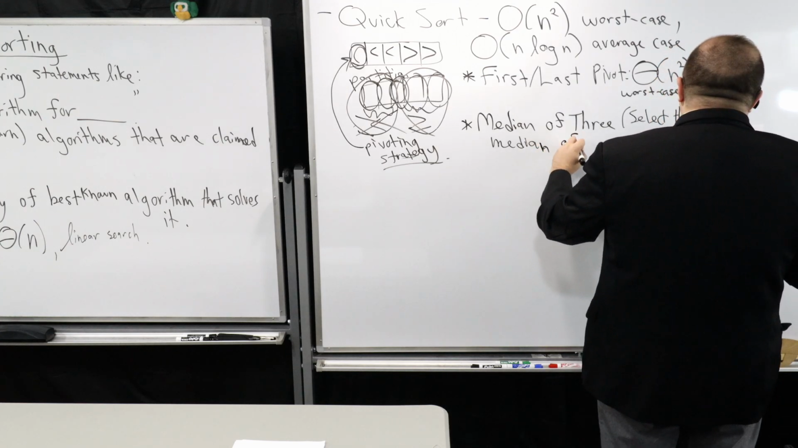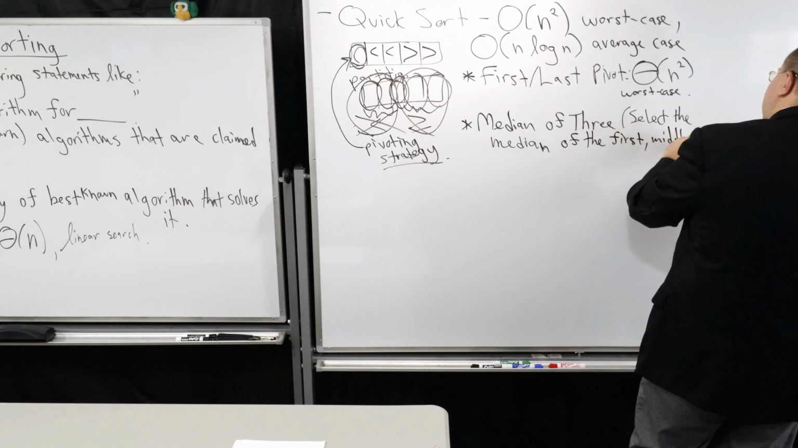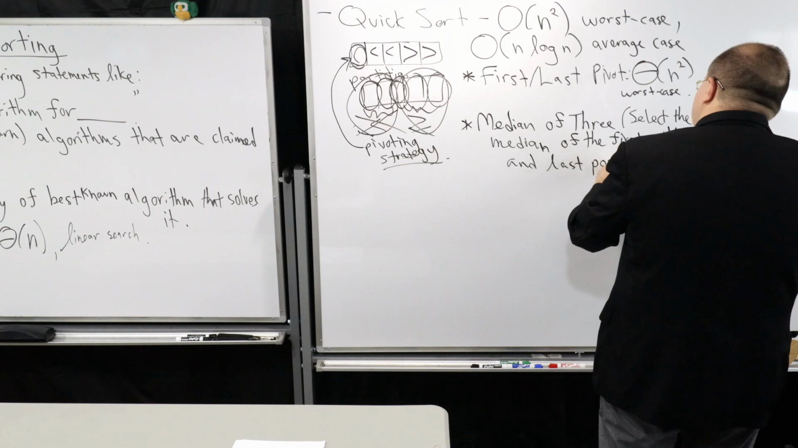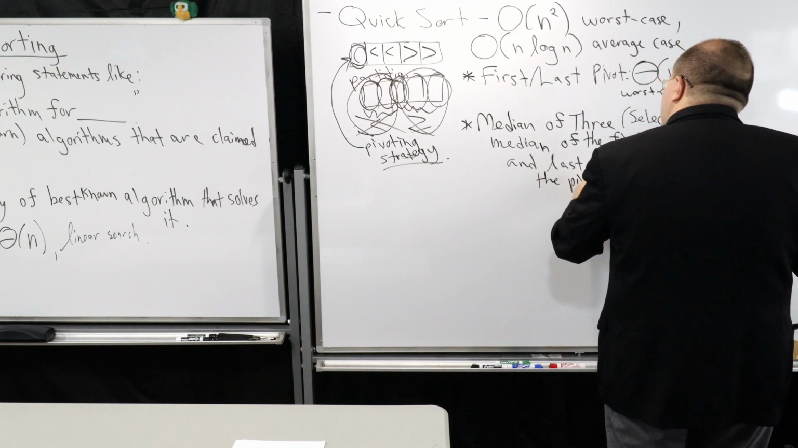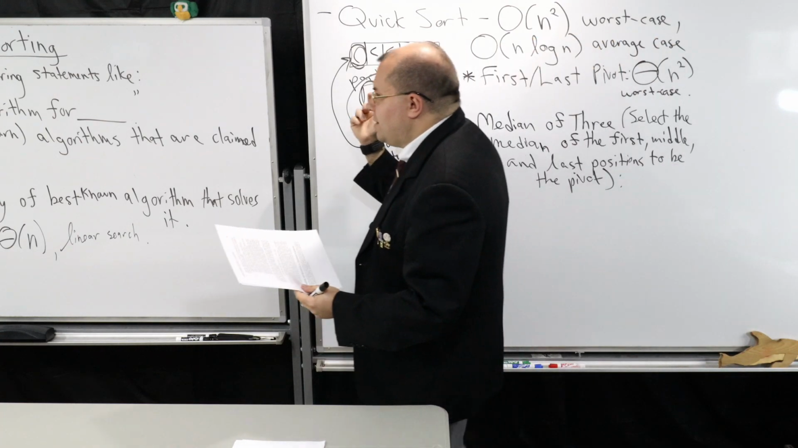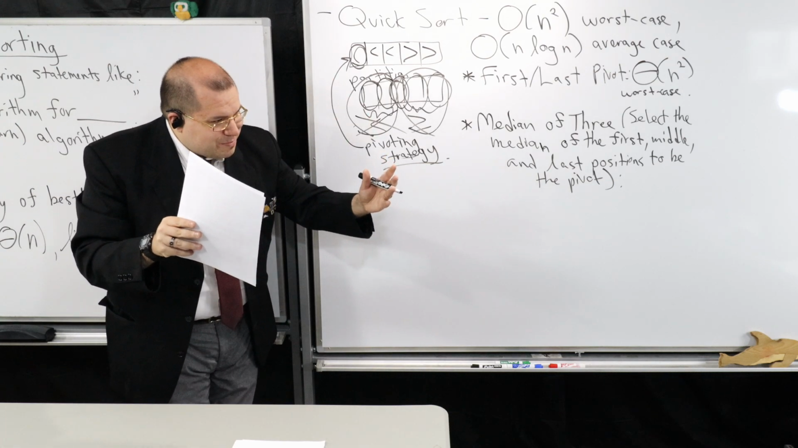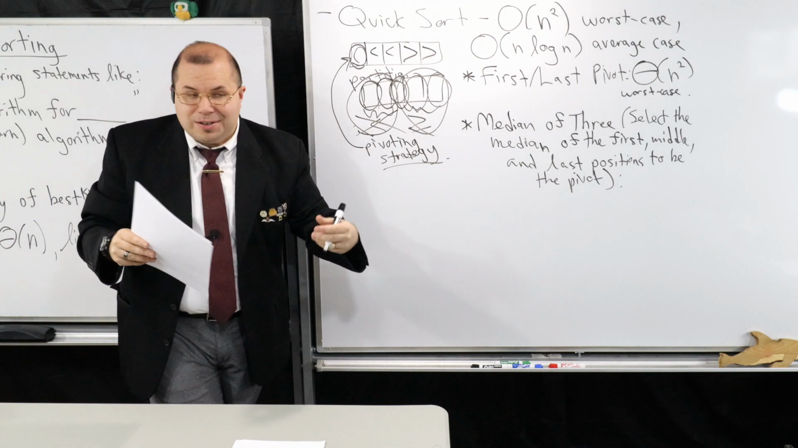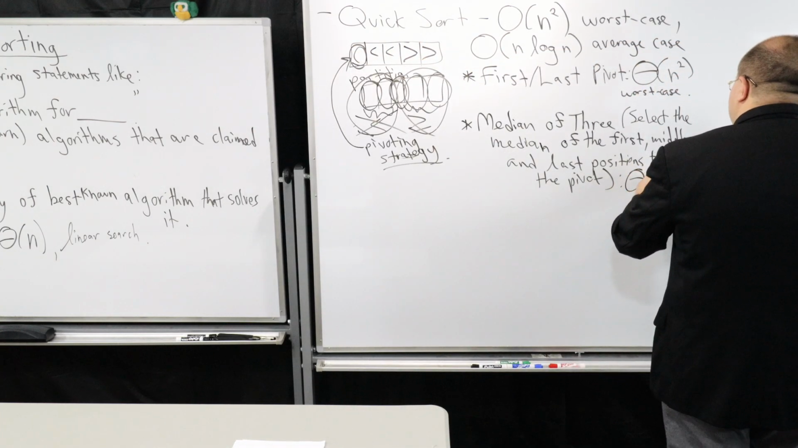Select the median of the first, middle, and last positions to be the pivot. So this is what median of 3 means: you'll look at the first, the middle, and the last position in the partition process. So you'll have your chunk, and then you'll look at the first, last, and the middle, and you pick the median of the 3 of those values. That'll tell you what position to pick as the pivot. In this case, you still get the big theta of n squared in the worst case.